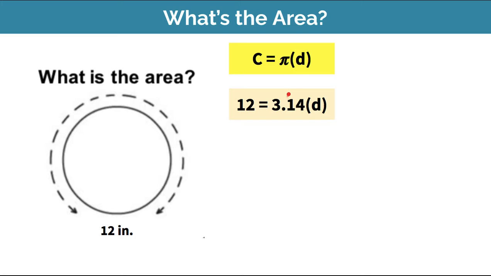If I multiplied pi by the diameter to get 12, I could divide 12 by pi and I'd get the diameter. So it'd look like this. 12 divided by 3.14, that's equal to the diameter there. And that ends up being 3.82.